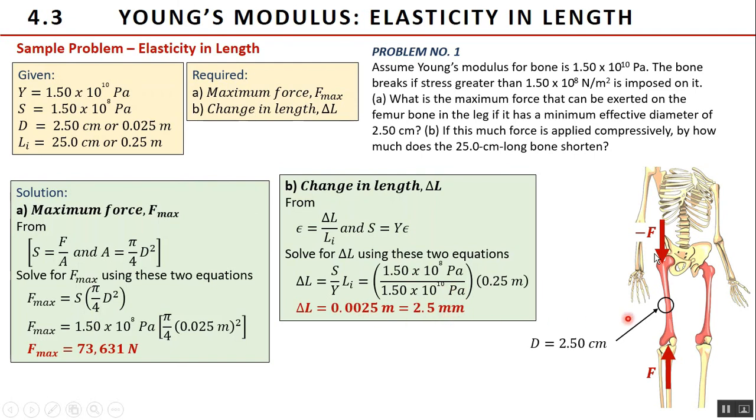We see that if we exert a force greater than this value, the bone will surely break. This is the reason why, when we jump from a certain height, we must bend our knees in order to reduce the force due to impact.